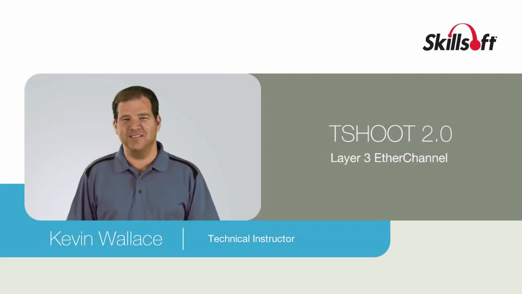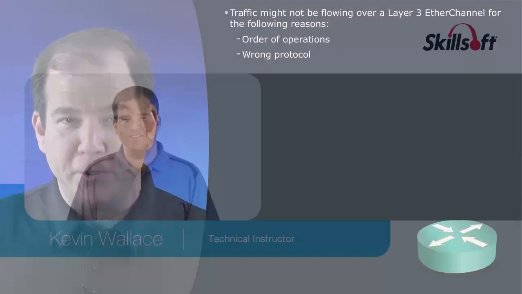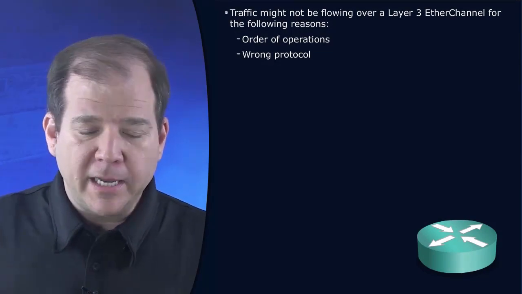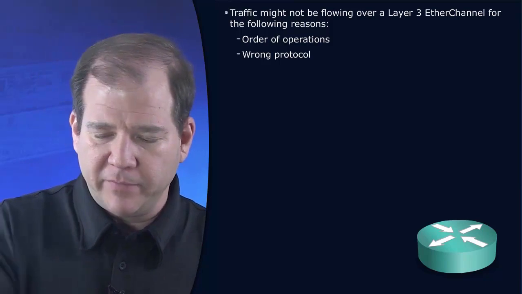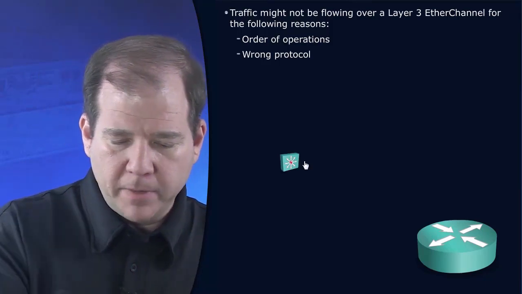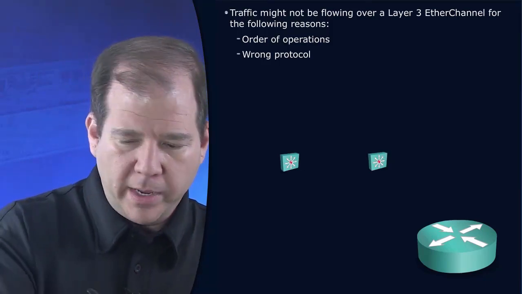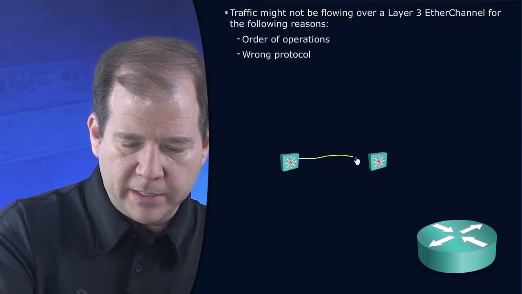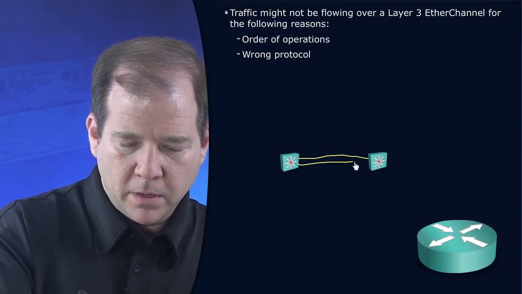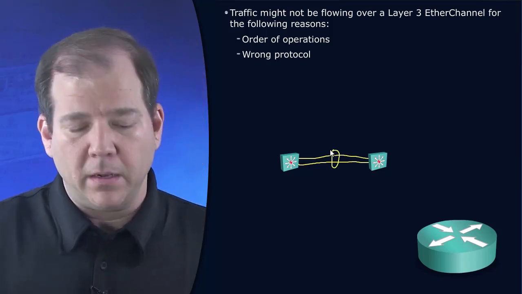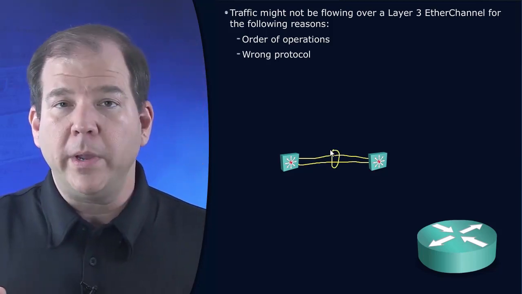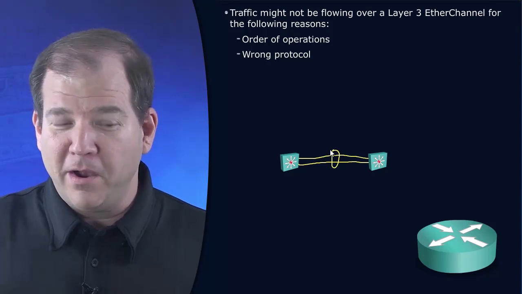Another reason that we might have an inter-VLAN routing issue if we have multi-layer switches is that we have a layer 3 EtherChannel interconnecting our switches. Maybe I've got a switch here, I've got a switch here, and we have a series of links between these switches. I'll just do a couple, and they're bundled together in an EtherChannel. And traffic is not flowing over that EtherChannel. What could be going on?